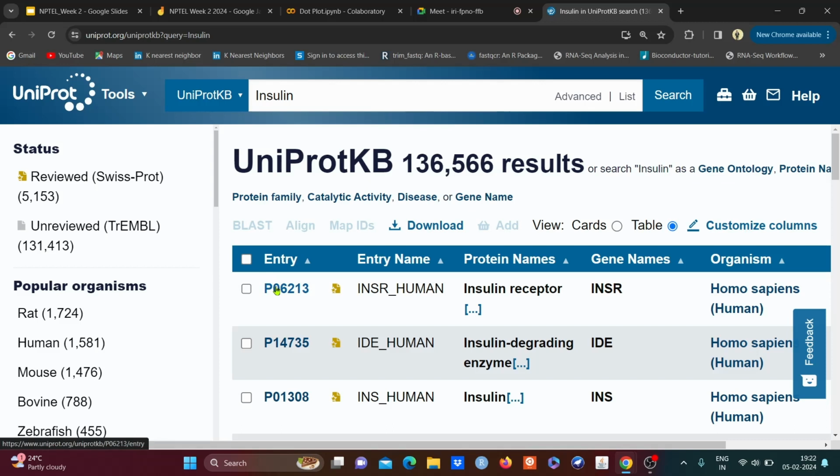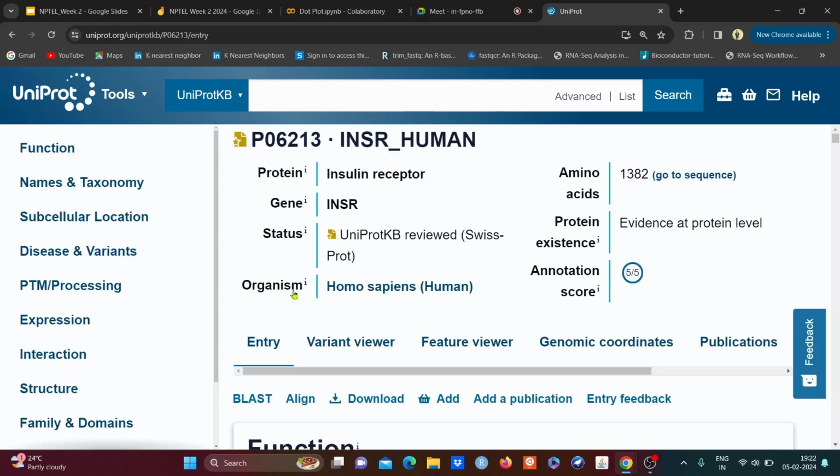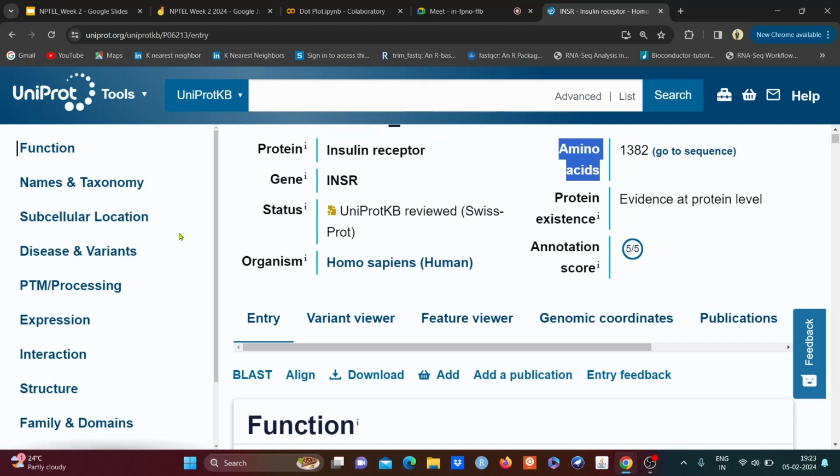So now let me select the first one, insulin receptor. This is P06213, to view what information is given for each entry of insulin. The basic information has been given: what is the protein, gene, number of amino acids, organism, and other details. If you focus again on the left side, we have information on function, names and taxonomy, subcellular location, diseases, and structure and family domains.